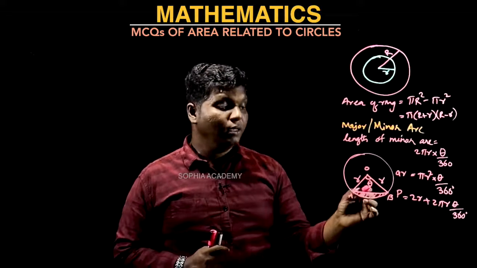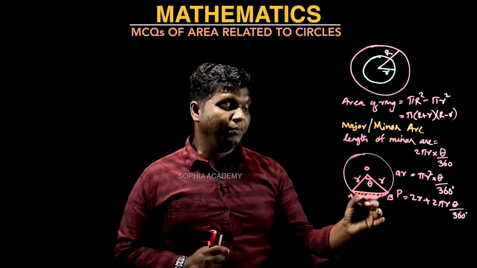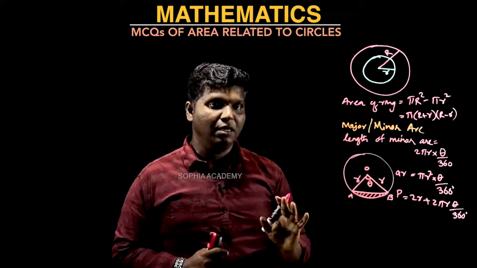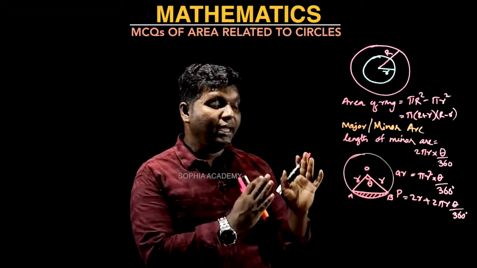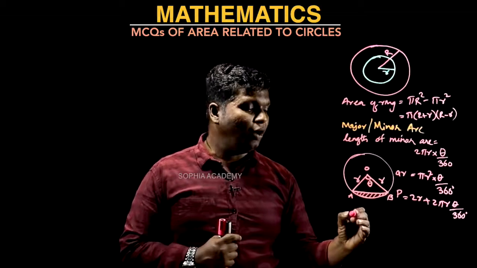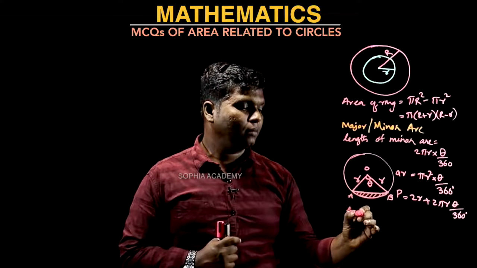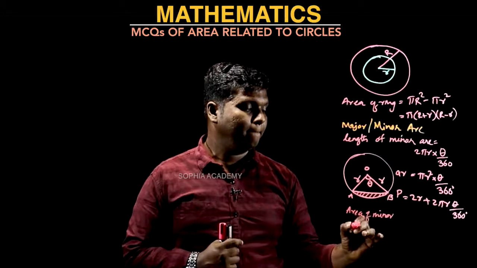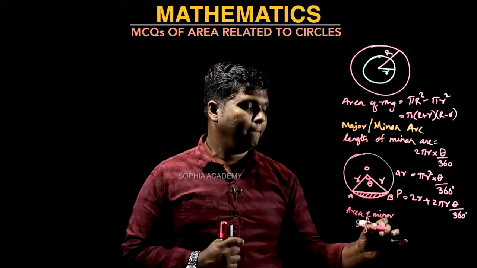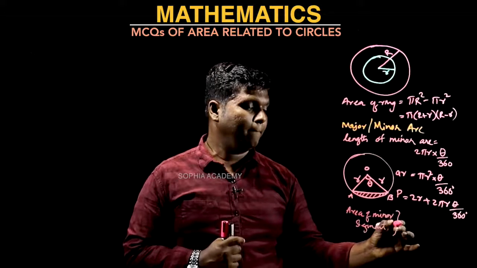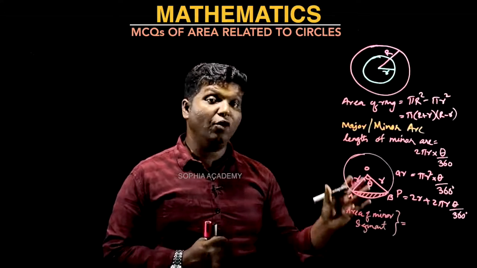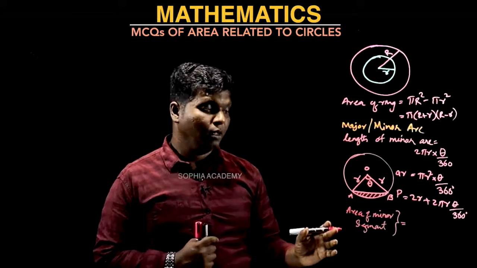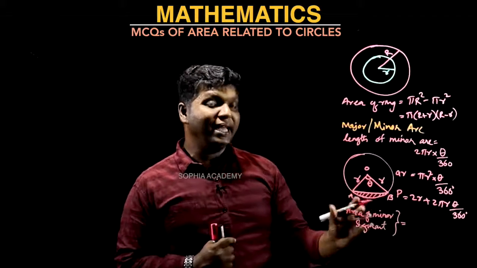Arc and a chord. So here obviously we can say this one is a minor segment. Now from the minor segment you have to find the area of this minor segment. So area of minor segment is equal to, how to find the area of this part?